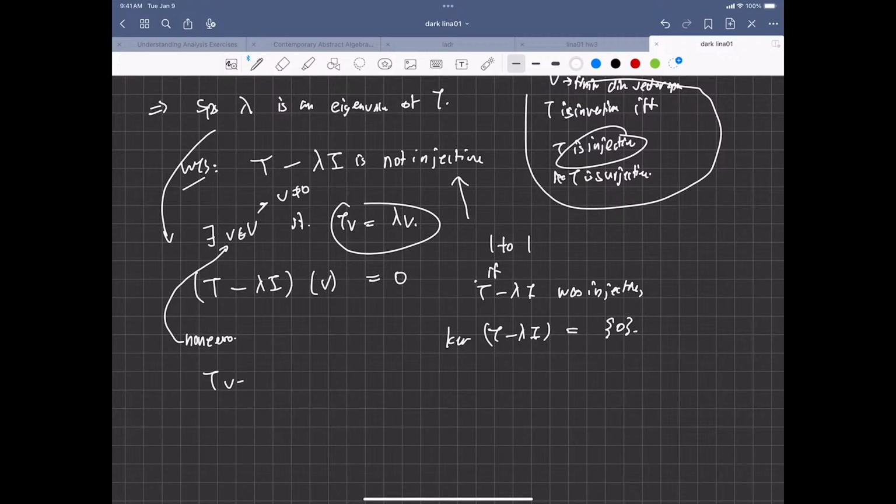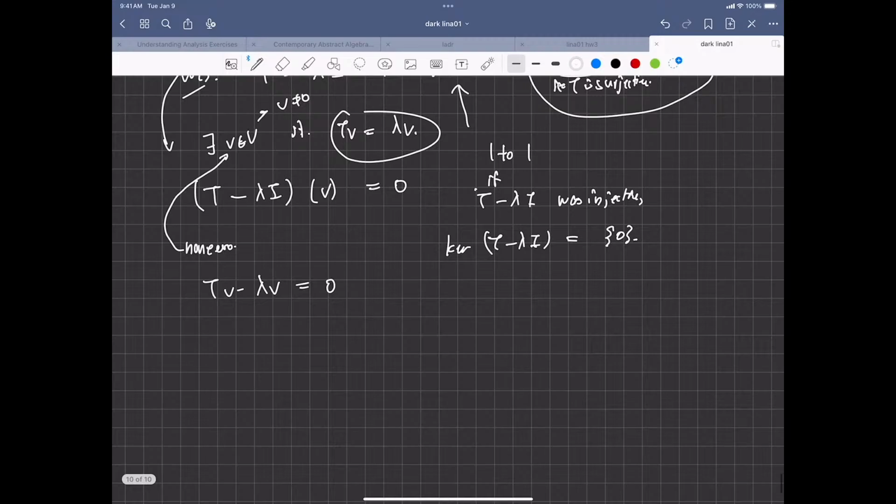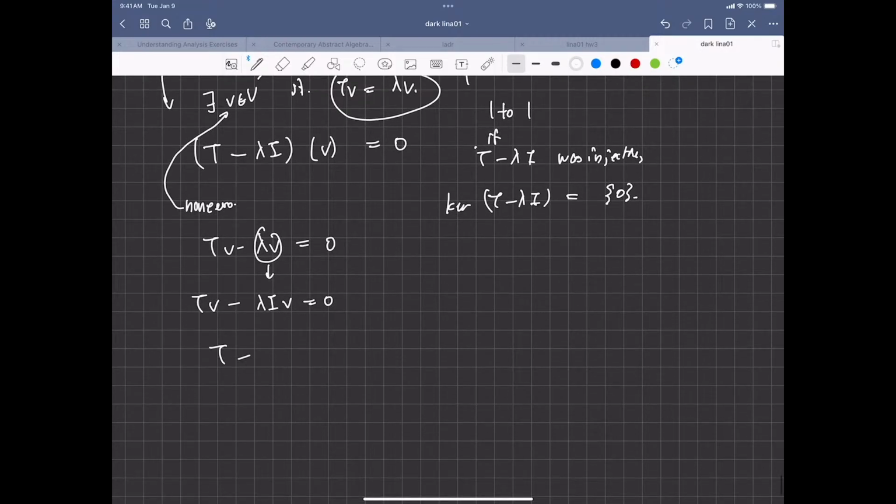So all you have to do is notice that Tv minus lambda v is 0. And why do we use lambda I here? We can rewrite this transformation as lambda I of v, and we applied this as a transformation on v, where the result is 0 and v is non-zero. So the kernel of this is not trivial.